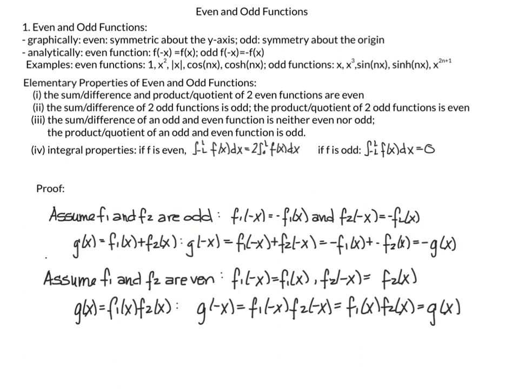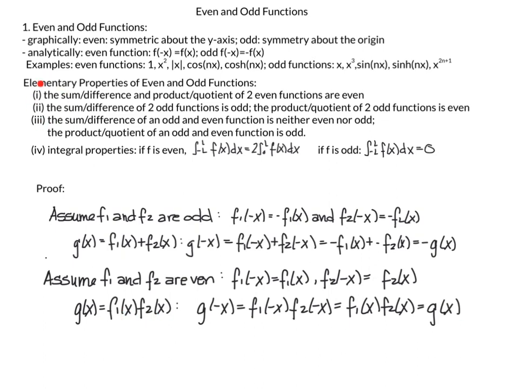You know what? For the product, instead of doing odd, let's assume f1 and f2 are even and look at their product. So f1 of negative x is equal to f1 of x, and f2 of negative x is equal to f2 of x because they're both even. Anyway, so our product g of x is f1 of x times f2 of x, and then I plug in negative x, and I get f1 of negative x times f2 of negative x. Because these are both even functions, this will equal f1 of x, f2 of x, which is just equal to g of x. So now I've shown that g of negative x is equal to g of x, meaning the product is also even.